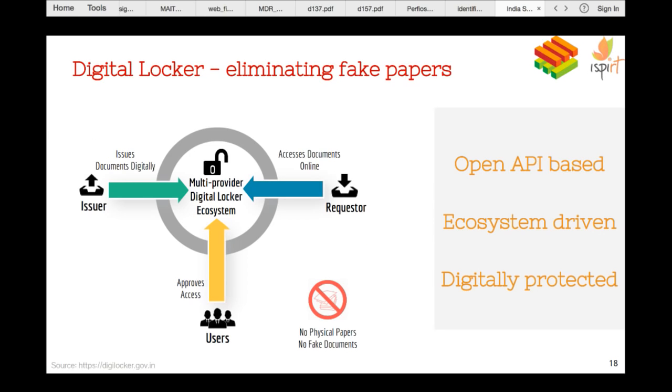The digital locker allows documents to be created digitally and then provided to a requester based on user consent. So a document, for example, a school mark sheet, could be sent from the board to the digital locker, and then when the student approves it, it is made available to a potential college or an employer. The process is entirely digital and traceable back to the source. This increases trust in the documents, and it also prevents forgeries. It allows you to carry your documents everywhere.